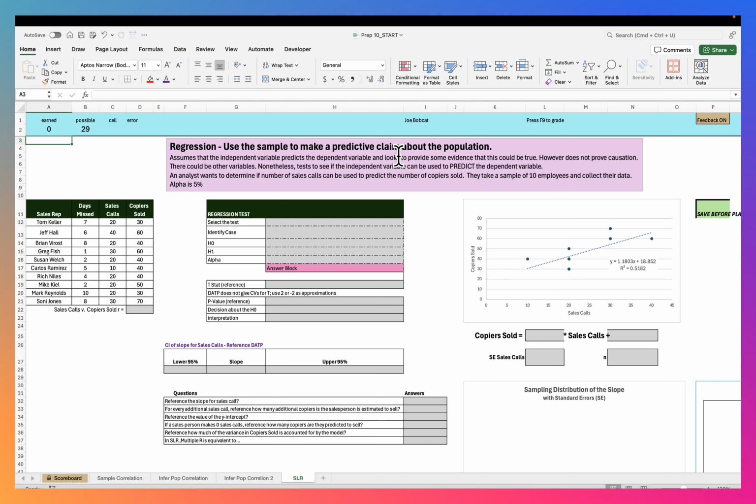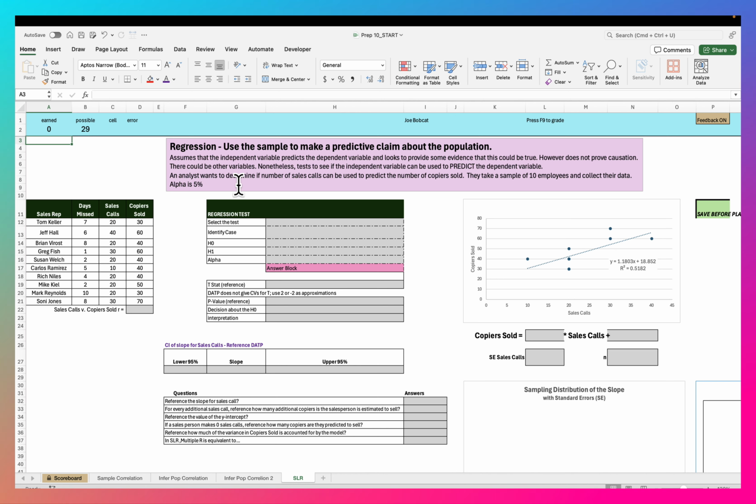And it looks to provide some evidence that this could be true. However, it does not prove causation, right? We are going to be able to establish that there's prediction, but we can't prove causation. Why not? Because there could be other variables that might be affecting everybody. Nonetheless, test to see if the independent variable can be used to predict the dependent variable. That's what we'll be doing.